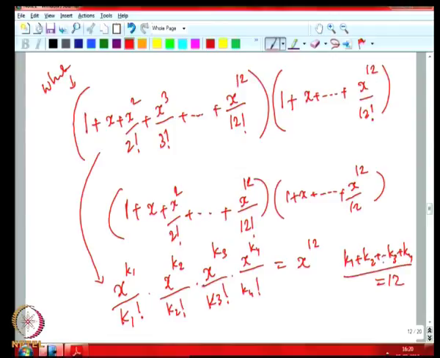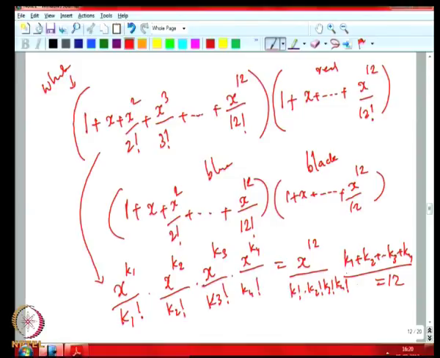right, because we are selecting k1 white flags, k2 red flags, k3 blue flags, and finally k4 black flags. So therefore the total has to be 12, that is how we are splitting this k1, k2, k3, k4. The only thing is, the answer will be not just x raised to 12, we will get k1 factorial into k2 factorial into k3 factorial into k4 factorial in the denominator.